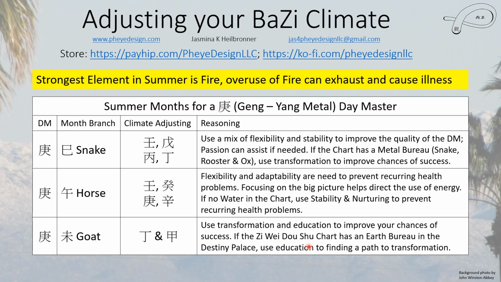Now, if your Ziwei Doshu chart, and I talk about that next, has an Earth Bureau in your Destiny Palace, you need to use education first to find a path to be able to transform something. So it just reverses the order. If you don't have the Earth Bureau, you think about transformation first, and then you get the education that allows you to see what you can transform. But here, you are thinking more about transformation rather than just thinking about the problem in general. And that will help you focus on what kind of education you need.